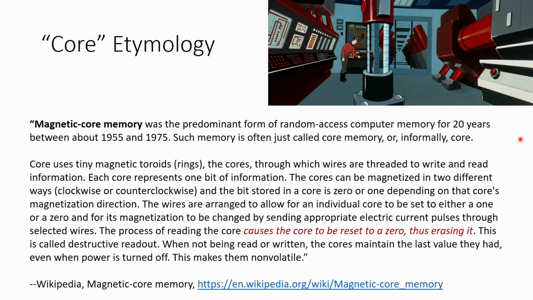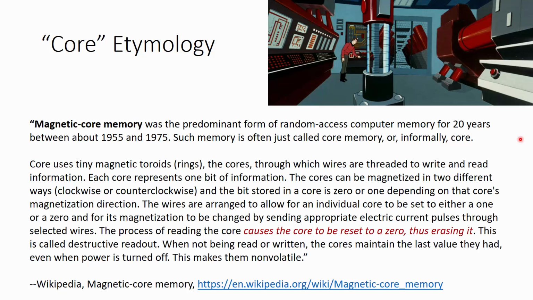Each of these cores, these magnetic rings, represents 1 bit. And the core can be magnetized in 2 different directions, either clockwise or counterclockwise. And the bit stored in that core is either 0 or 1, depending on that direction. The wires are arranged to allow for an individual core to be set to either a 1 or a 0, and for its magnetization to be changed by sending appropriate electric current pulses through selected wires. The process of reading the core memory causes the core to be reset to a 0, which erases it. And this is called destructive readout.